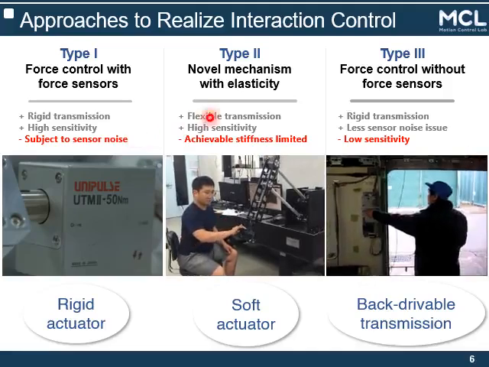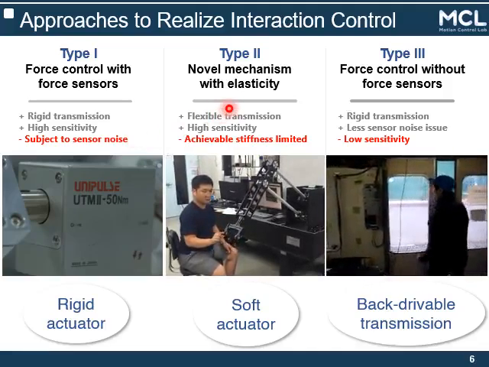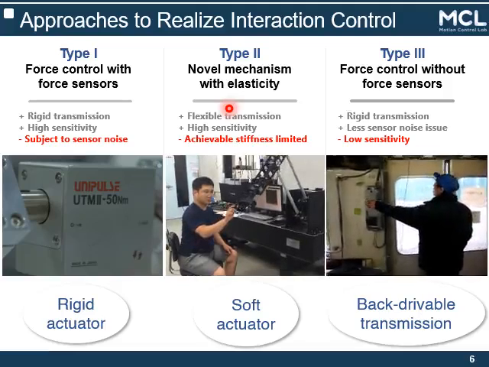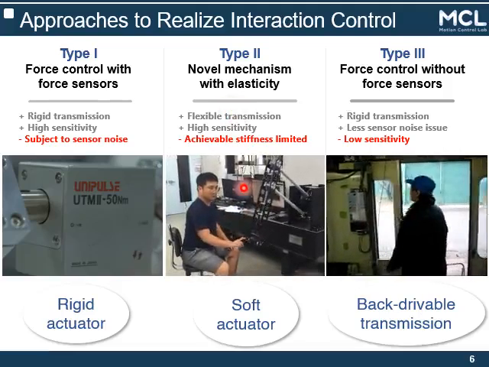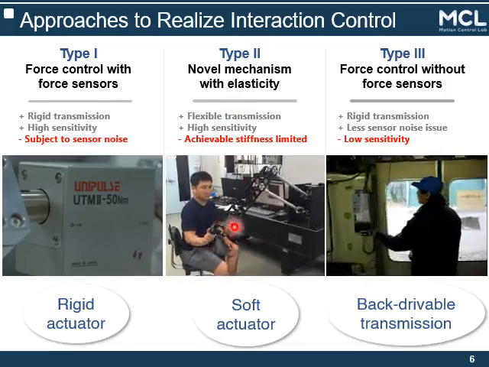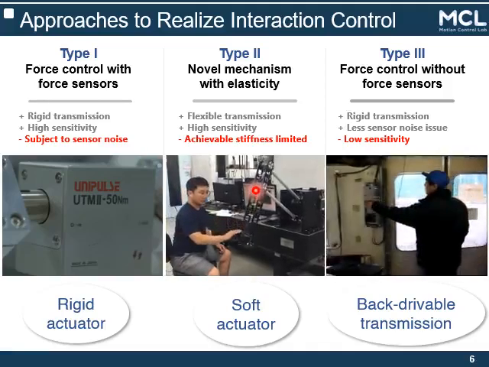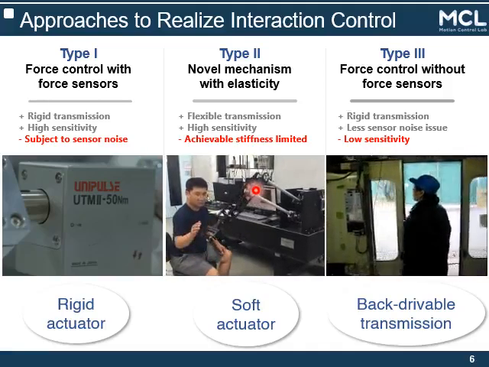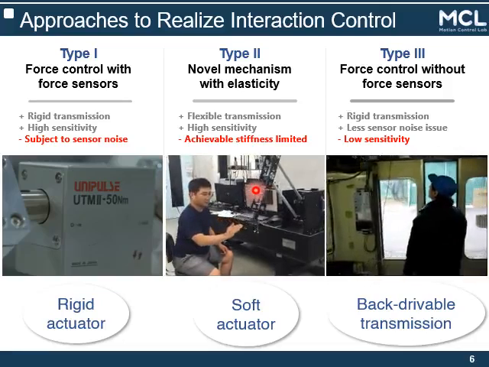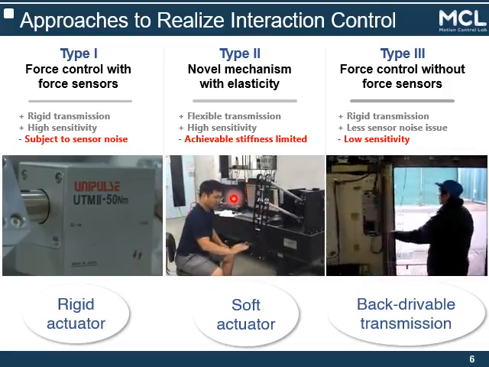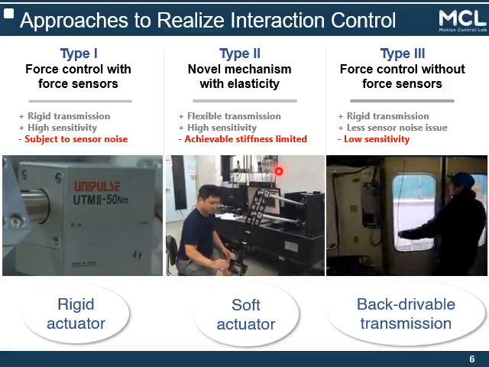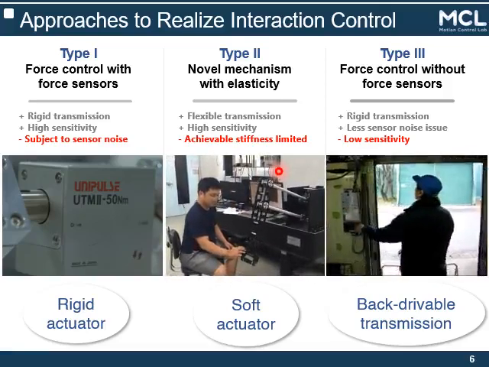And the second type is to utilize elasticity to measure the interactive force. Series elastic actuator is the most well-known actuator system of this type. This type is advantageous when you need to realize compliant and very sensitive interaction. However, it is well known that this type of approach has limitation when it needs to realize high stiffness.